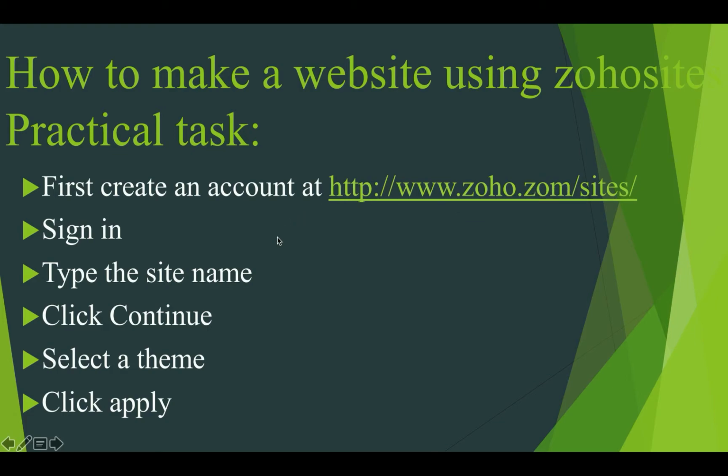com. Then you had to sign in if you had your account. If you did not have one, you used to go to sign up. You have done this in the previous week practically. Then you typed your site name. Then you clicked continue. Then you selected a theme. Then you clicked apply. Your Zoho account was created.